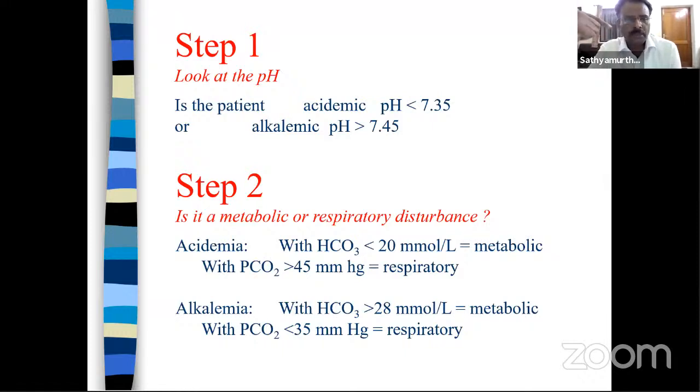First, look at the pH. The first thing we do is look at the pH. If the patient's pH is less than 7.35, the patient has acidosis or acidemia.